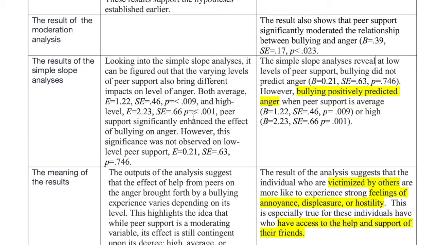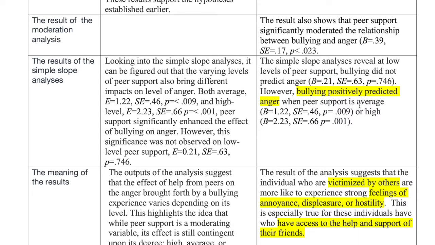That sounds somewhat correct, but I guess it would be better if you make it a point that you are discussing the levels of the moderator as conditions when the IV has an influence on the DV. That's why I said at low levels of peer support, when peer support is average, to emphasize that the levels of the moderator are conditions at which we expect different effects of bullying on anger. Please take note that these values are not the effect of low peer support or average peer support or high peer support. These coefficients represent the effects of bullying on anger. Only for this particular effect, this happens at a low level of peer support.